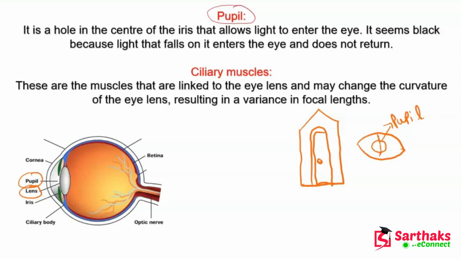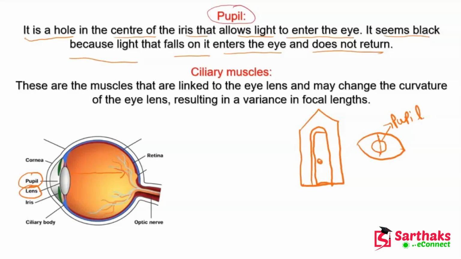Now, guys, let's talk about the pupil. It is a hole in the center of the iris that allows light to enter the eye. It seems black because light that falls on it enters the eye and doesn't return. In the previous chapter, light, we saw that we are able to see things because the reflected light comes to our eyes. But the light which enters our eye never comes back.